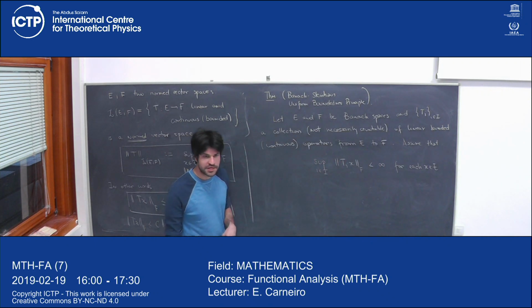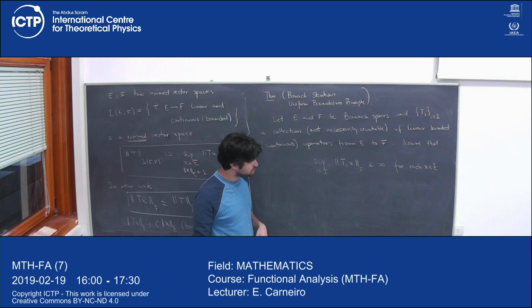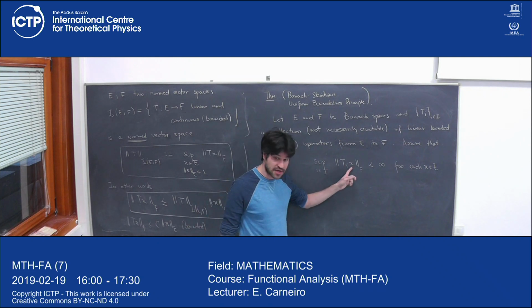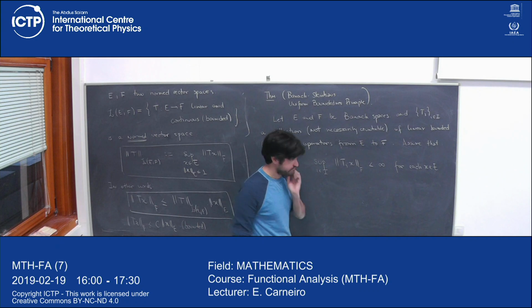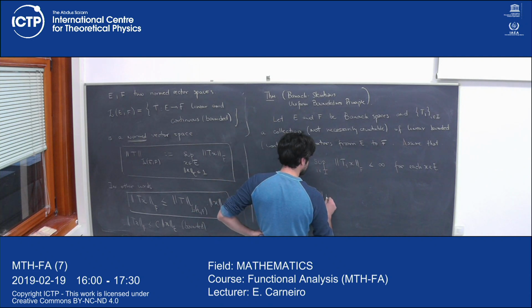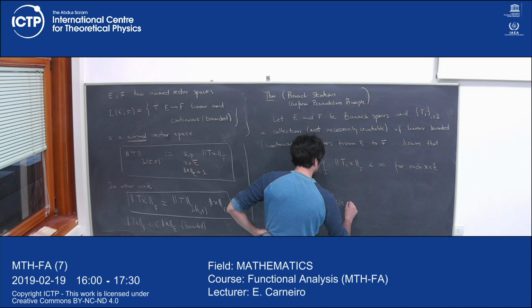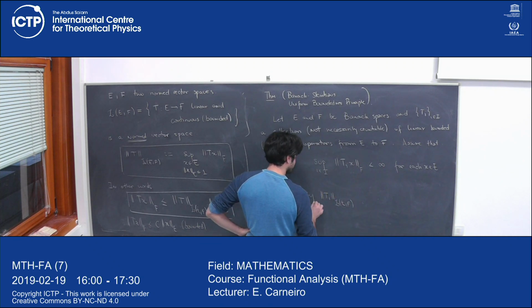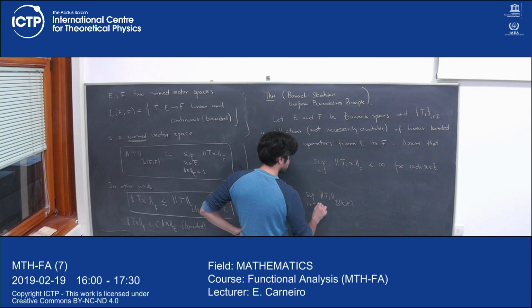So this is the assumption. For each x in your space E, for each fixed point x, you assume that the pointwise bound holds. So if I take Ti and apply it to this vector x, and I take the norm on the other side, this is a bounded quantity. Then the conclusion is that the operator norm of these guys is bounded.